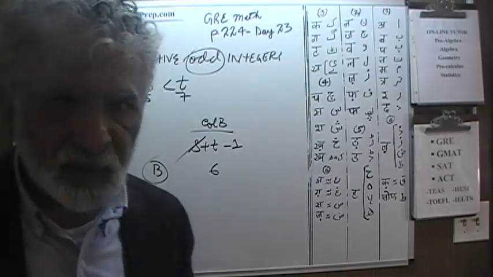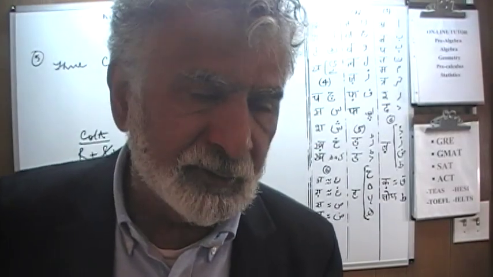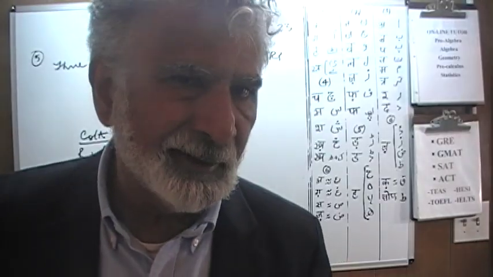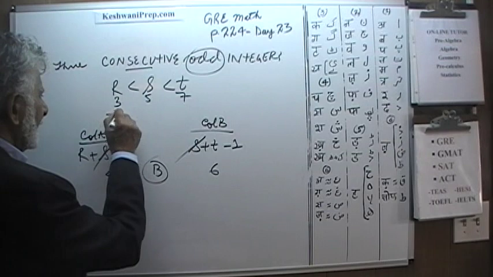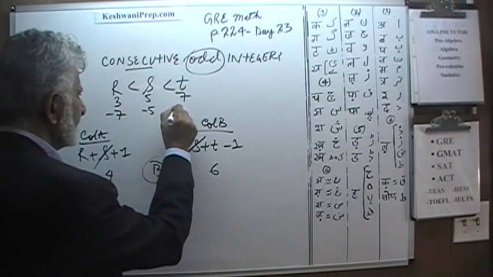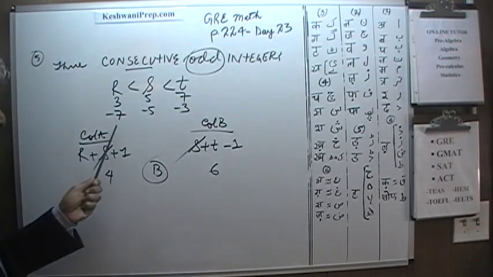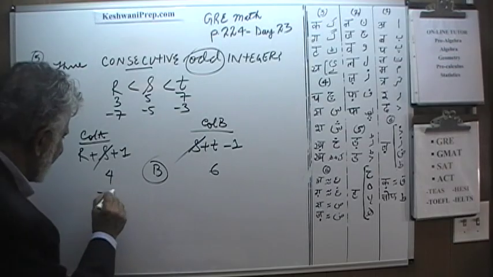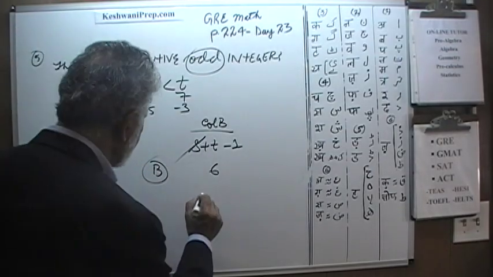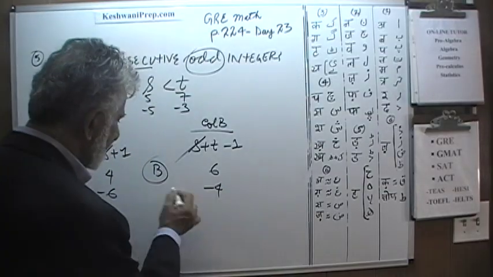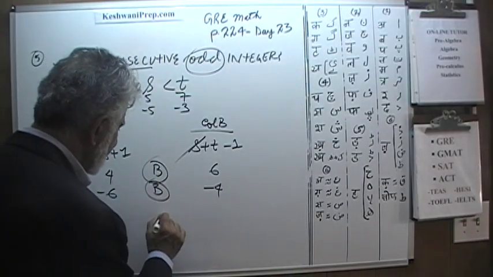Let's plug in one more time to be on the safe side, but this time we will plug in negative numbers. They have to be consecutive. So let's do negative. We go in the other order. We start with -7. -7 is less than -5, which is less than -3. Let's see what happens now. -7 plus 1 is going to give us -6. And -3 minus 1 is going to give us -4. Again, this guy is bigger. The answer is B. And therefore, the answer does not change.